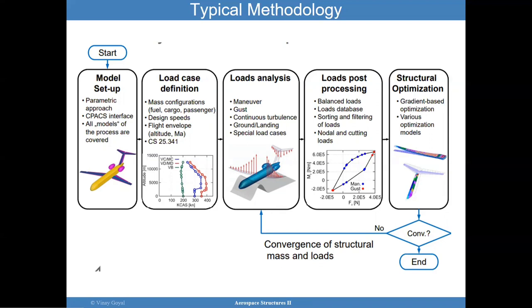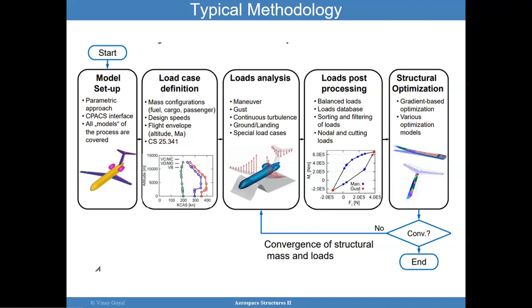So the typical process, again from the top level view, is to define the specs. What is the mission you want to achieve? And that could drive you to come up with some sort of models. And these models will go through extensive wind tunnel testing to define lift coefficients and drag coefficients. You're going to do finite element modeling. You're also going to define the flight envelopes, design speeds, and mass configurations for fuel, cargo, and passengers. So you're going to have these types of mission information that drive the design.